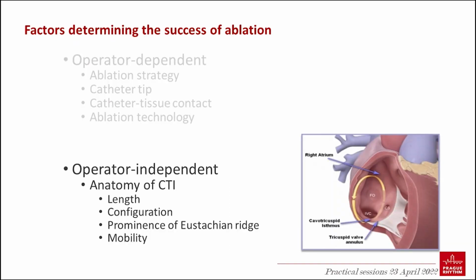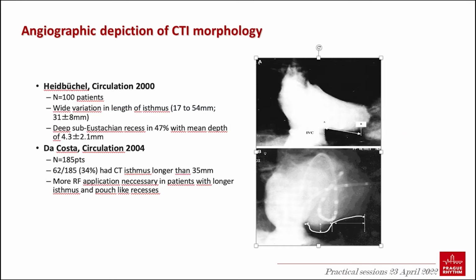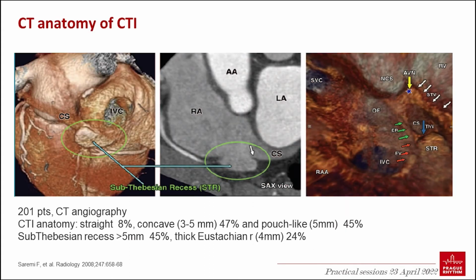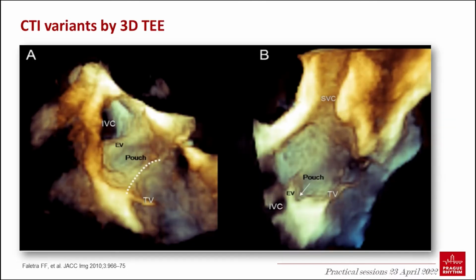Okay, let's move to the operator-independent factors which determine the success of CTI ablation. As everybody knows, the anatomy of the CTI can be very heterogeneous and can be a reason for difficult ablation. Early studies showed variable anatomy of the CTI using angiography, and other studies used CT to explore the anatomy of the CTI and its variants. And 3D transesophageal echocardiography can show the anatomy of the CTI in real time.